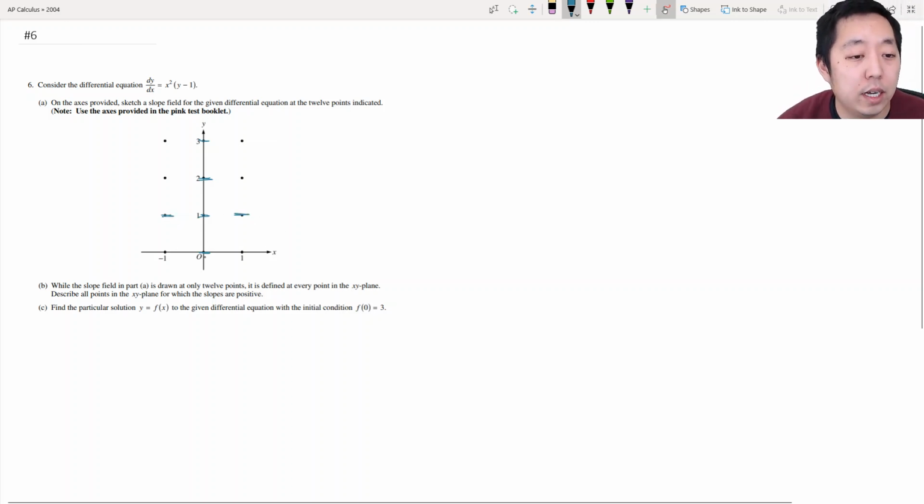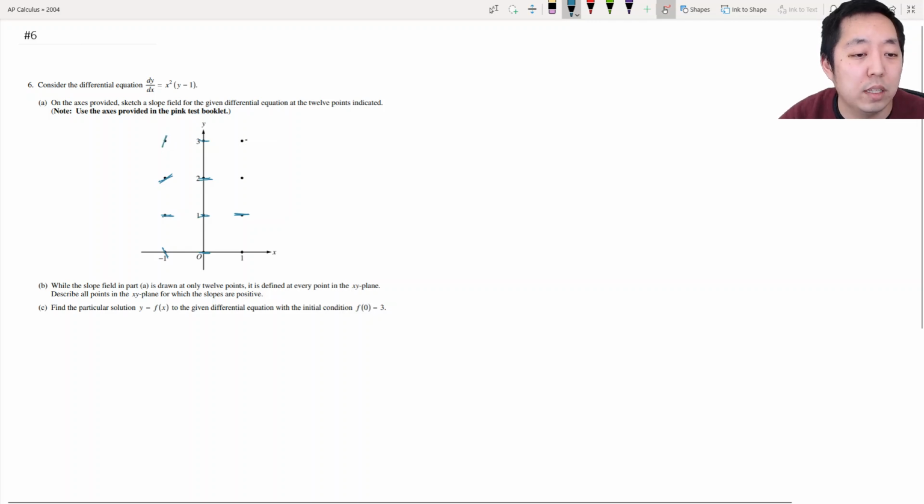Now let's look at when y is 0 and x is negative 1. Negative 1 squared is positive, it's 1. When y is 0, y minus 1 is negative 1, so 1 times negative 1 is negative 1, so the slope is negative here. And then when I have x negative 1, y equal to 2, that makes this 1, 1 times 1 is 1, positive 1. And then when I increase y to 3, this would be 2 times 1, that becomes 2.